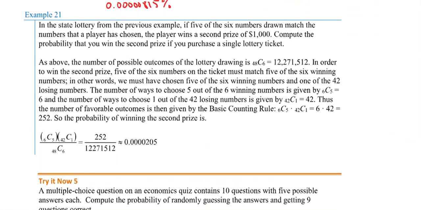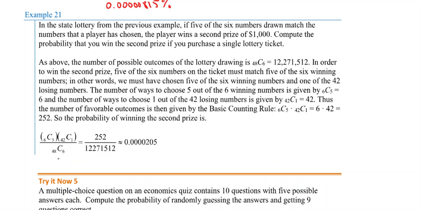Looking at this one though, it says in the state lottery from the previous example, if 5 of the 6 numbers drawn match the numbers that a player has chosen, the player wins a second prize of $1,000. Compute the probability that you win the second prize if you purchase a single lottery ticket. Same idea. In the bottom our total is going to be the same, because either way, we have 48 balls and they're going to choose 6 of them. So that's the number of ways that could happen.